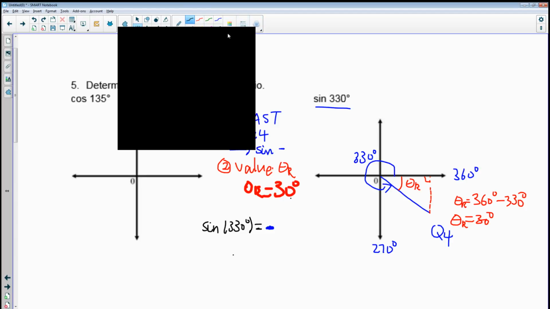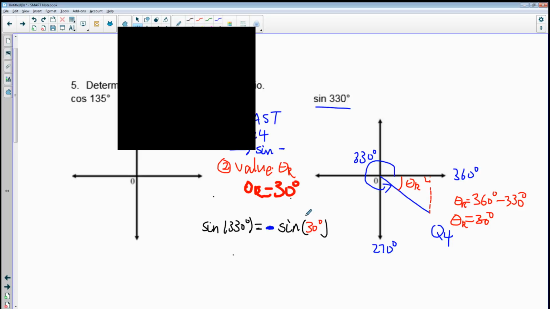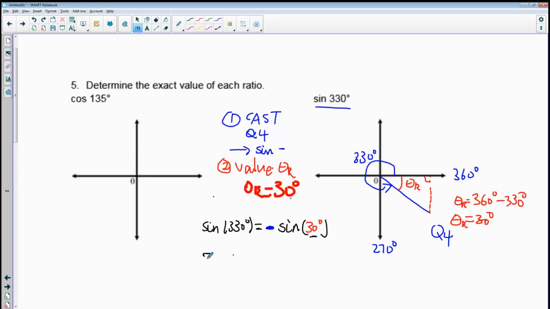If you remember from last video, the trig ratio, value-wise, is the same. All it differs by is a sign, which you already have. So it's negative sine of 30 degrees. Now that I know it's negative sine 30, I can calculate the exact value because 30 is a special ratio. So I know sine of 30 is 1/2. So the answer is negative 1/2.